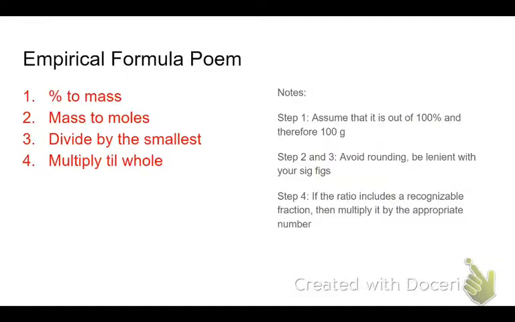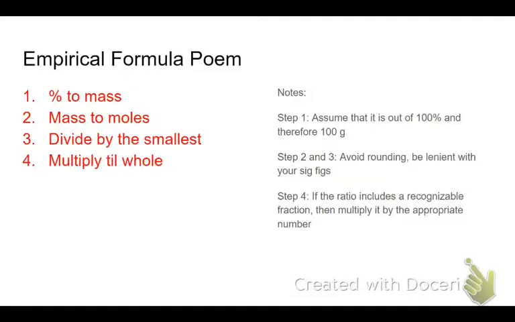As a couple of side notes, on step number 1, percent to mass, always assume that percentage is out of 100%, and therefore we can assume that it's out of 100 grams. The second and third steps, when you convert mass to moles using your atomic mass, the relative masses off the periodic table, and also when you're dividing by the smallest number, avoid rounding, be lenient with your sig figs. If you round too soon, or if you cut off the numbers when you are going from mass to moles and dividing by the smallest, it tends to give you the wrong answer sometimes. And then the last one, multiply to a whole.